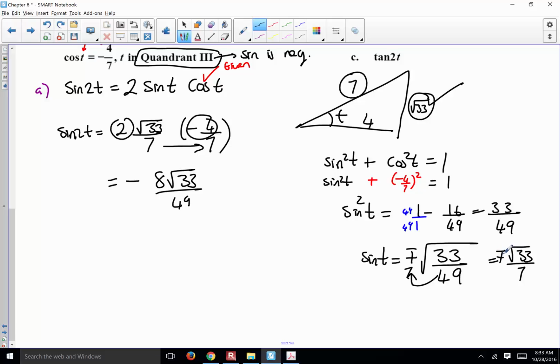Is it plus or minus? The answer is it should be minus. The result should be plus.